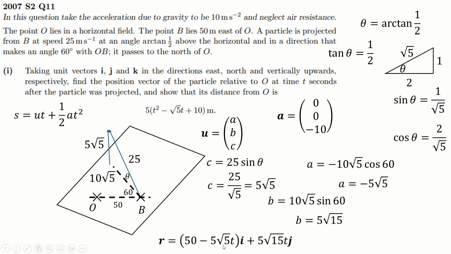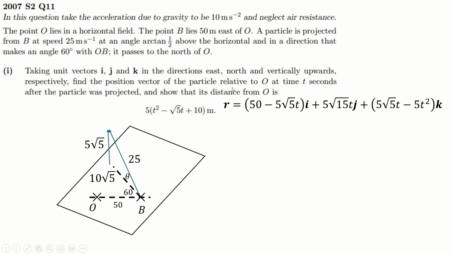I've had to adjust this one slightly because we start 50 meters away. But for the K's, I'm going to have to consider this, right? So its speed is 5 root 5 times t plus a half times minus 10, which is minus 5, times t squared. So this will be our speed, or our position, sorry, in the vertical space, coming out of the plane. So this will be our whole thing brought together, and that's about there.